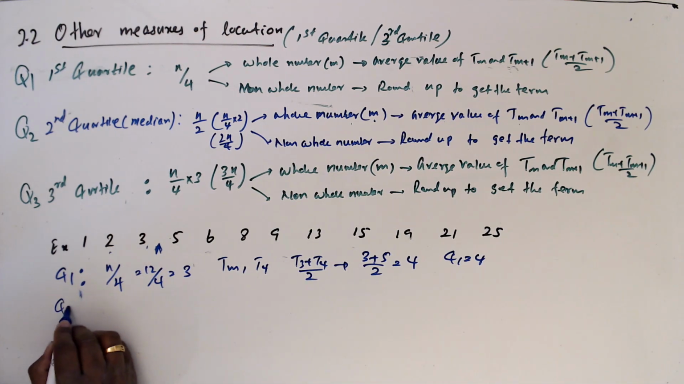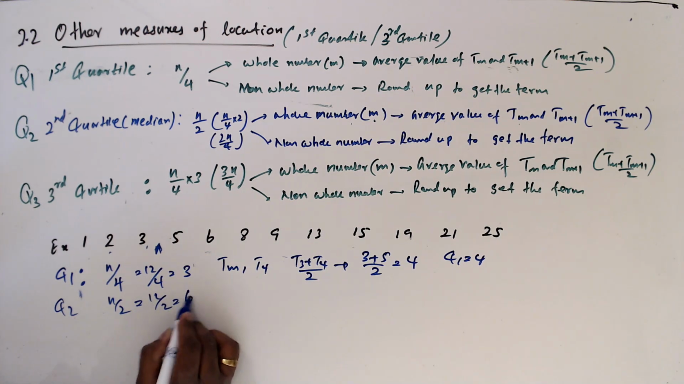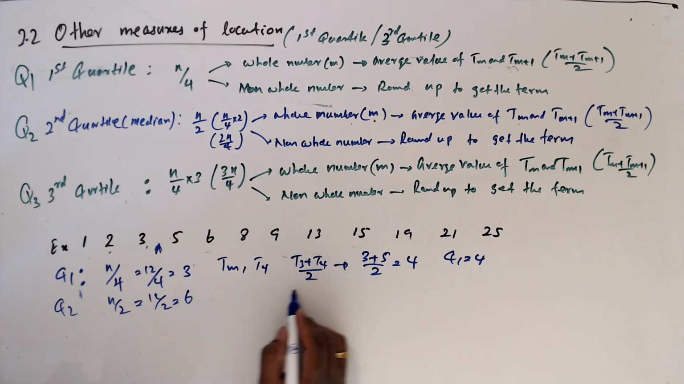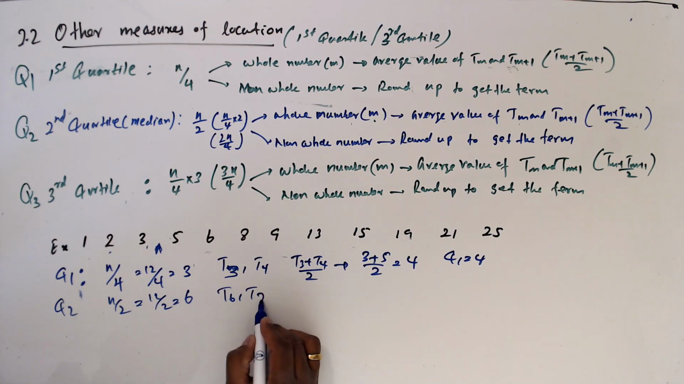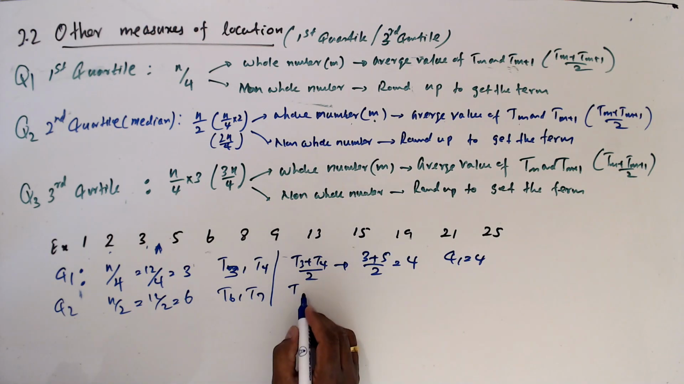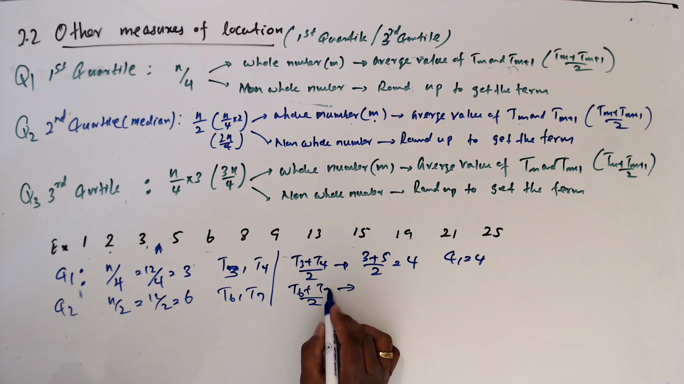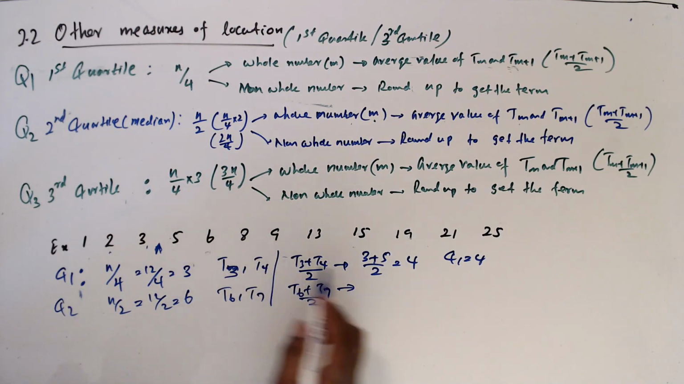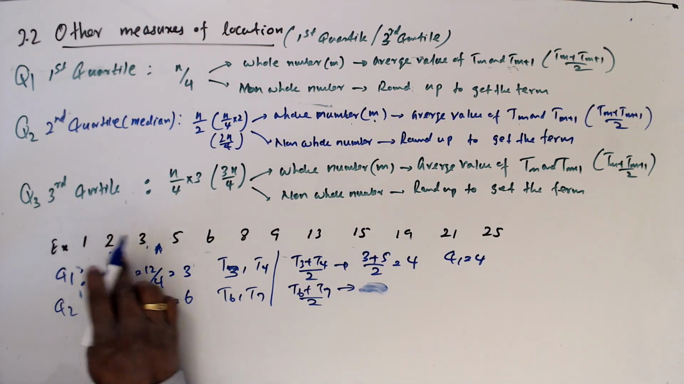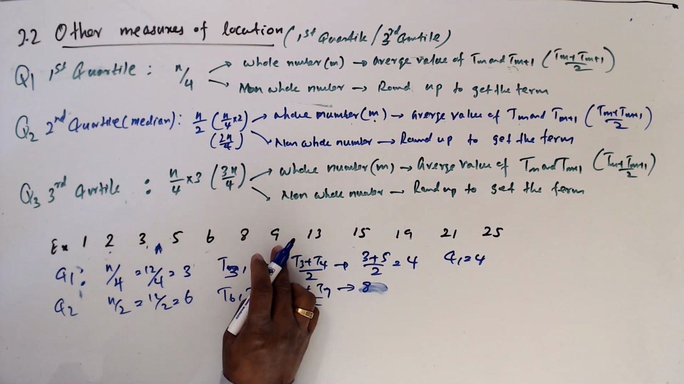And then median Q2. N divided by 2, 12 divided by 2, 6. Then we want to get term 6 and term 7. So the average of that one, T6 plus T7 divided by 2. So what is T6? 1, 2, 3, 4, 5, 6, that is 8. T7, 1, 2, 3, 4, 5, 6, 7.